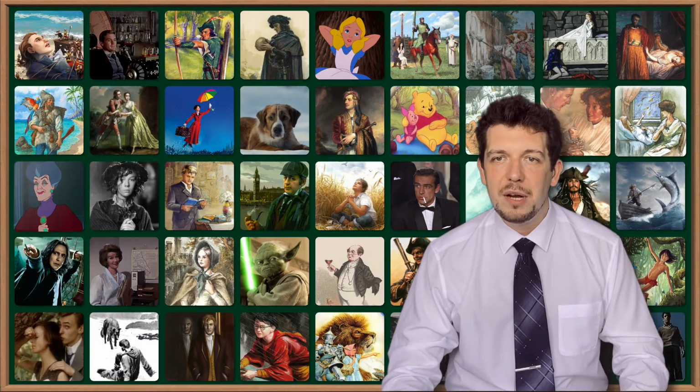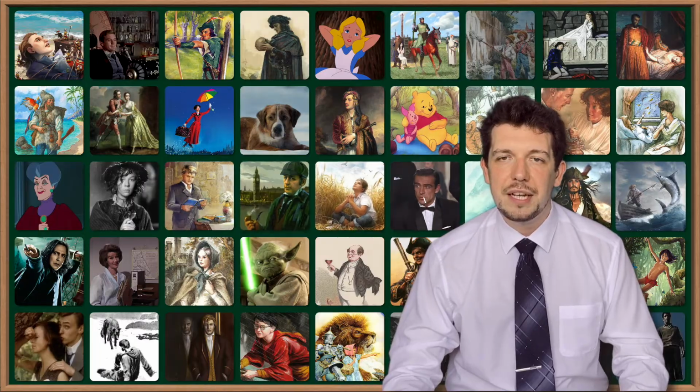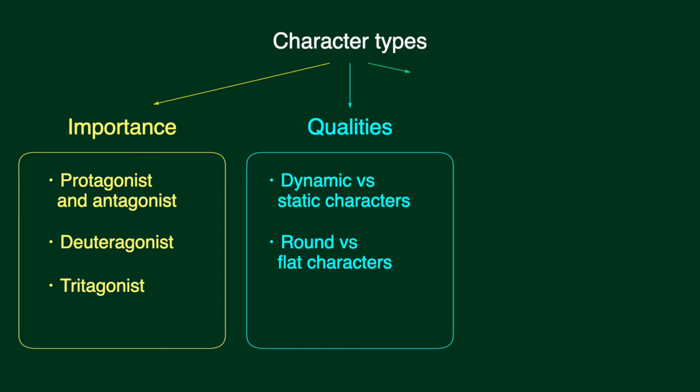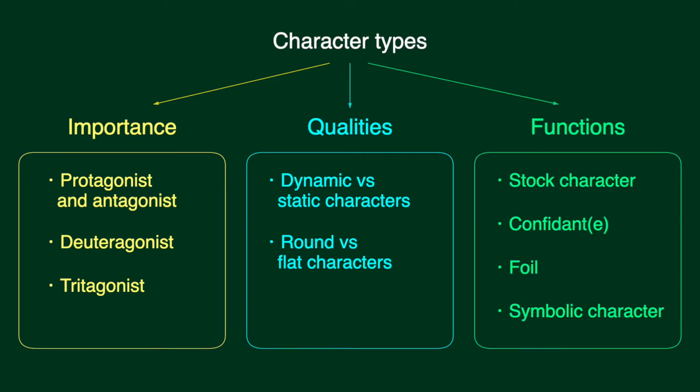I have separated the most widely used character types into 3 categories: by their importance to the story, by their qualities, and by their function in the story. Whenever we analyze a character, we do not judge them in general, but rather look at the way they are represented in a given narrative.